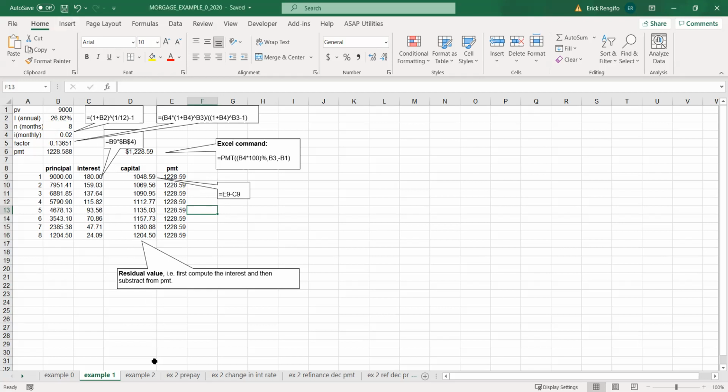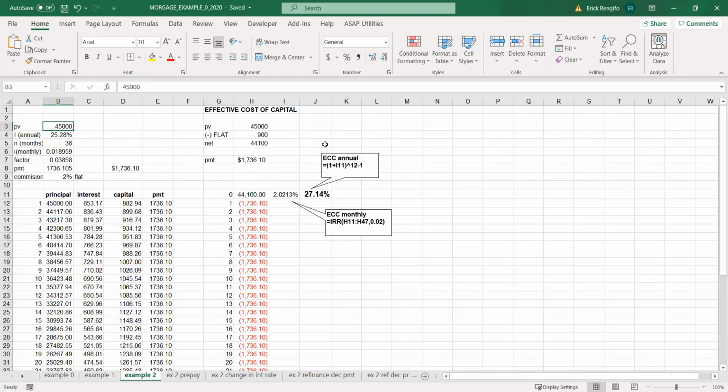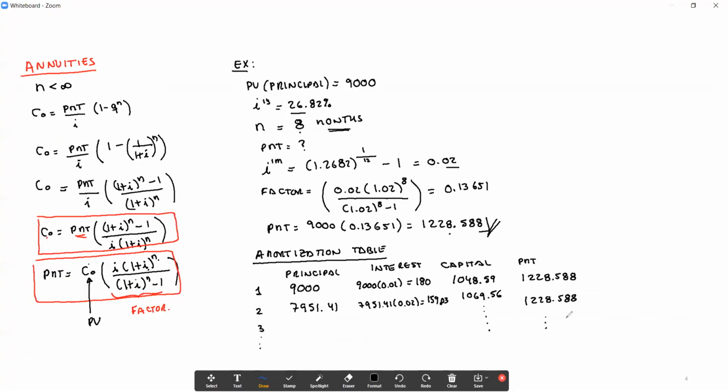Now, let's do another example. What I will do now is include a flat fee, a commission or flat fee, and let's see what is the impact of that on our effective cost of capital. Okay. Before moving there, let's remember what happens when we have a fee and how we treat fees.